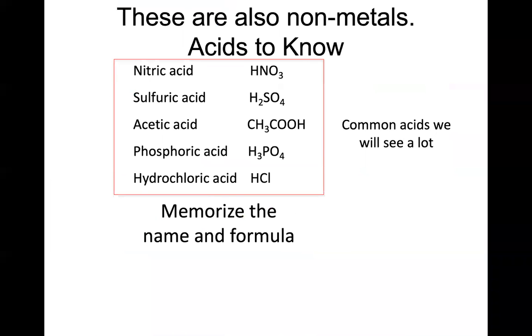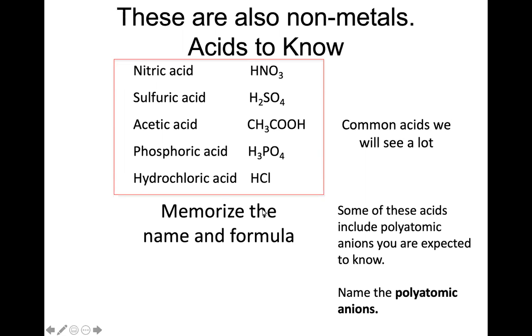What I'd like you to do is to memorize the name and the formula for nitric acid, sulfuric acid, acetic acid, phosphoric acid, and hydrochloric acid. We may expand a little bit beyond that, but know the name and formula for these. You're already working to memorize polyatomic anions, polyatomic cations. Add this to the list of what I'd like you to memorize.